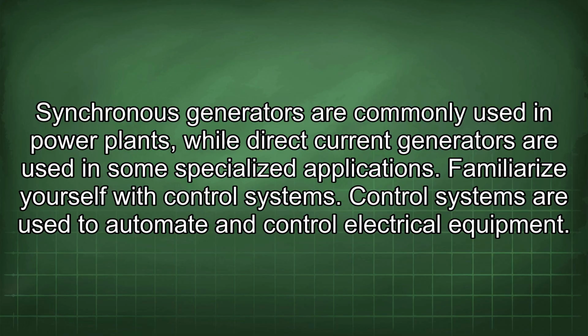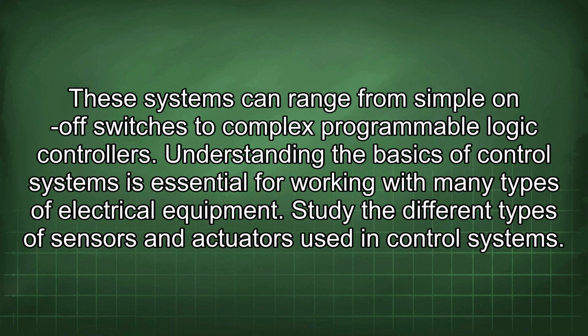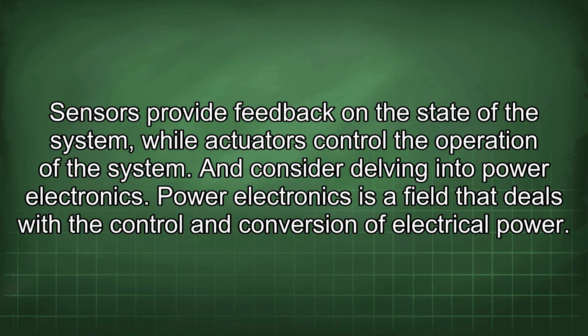Familiarize yourself with control systems. Control systems are used to automate and control electrical equipment. These systems can range from simple on-off switches to complex programmable logic controllers. Understanding the basics of control systems is essential for working with many types of electrical equipment. Study the different types of sensors and actuators used in control systems. Sensors provide feedback on the state of the system, while actuators control the operation of the system.